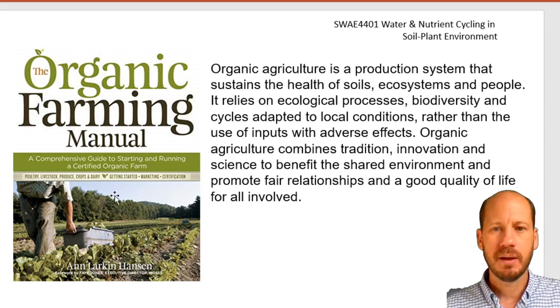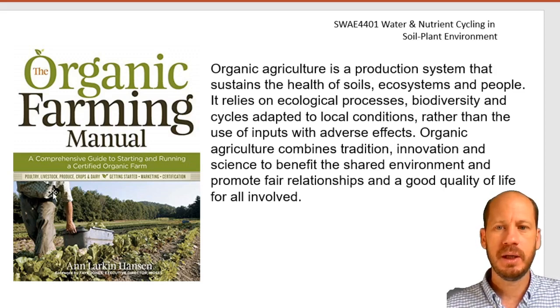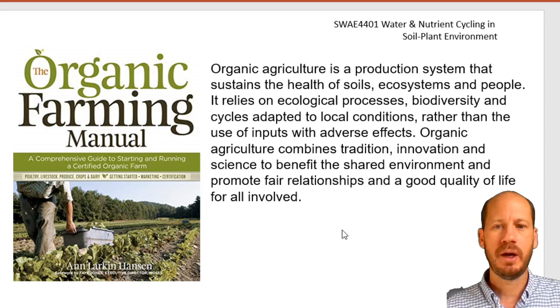But what is the official definition of organic farming? It is a production system that sustains the health of soils, ecosystems, and people. It relies on ecological processes, biodiversity, and cycles adapted to local conditions, rather than the use of inputs with adverse effects. Organic agriculture combines tradition, innovation, and science to benefit the shared environment and promote good relationships and a good quality of life for all involved.